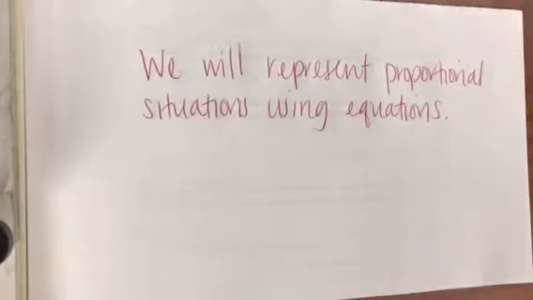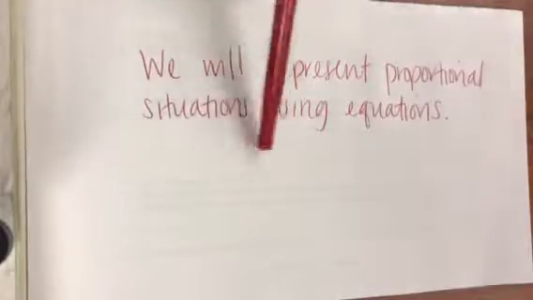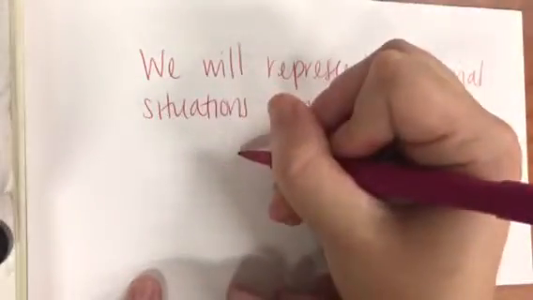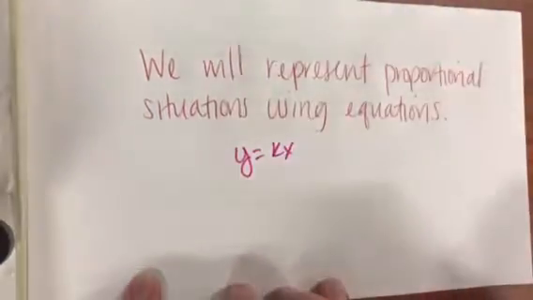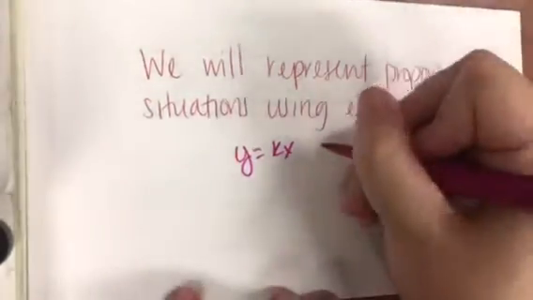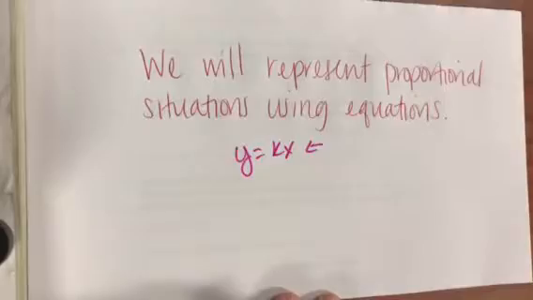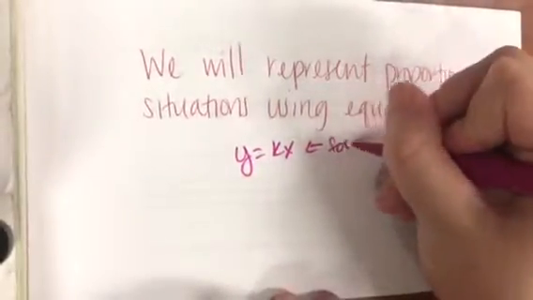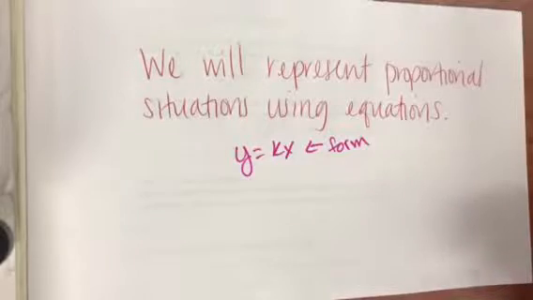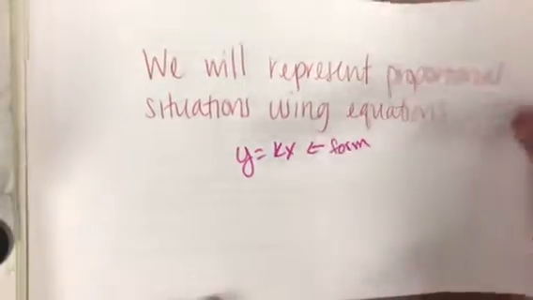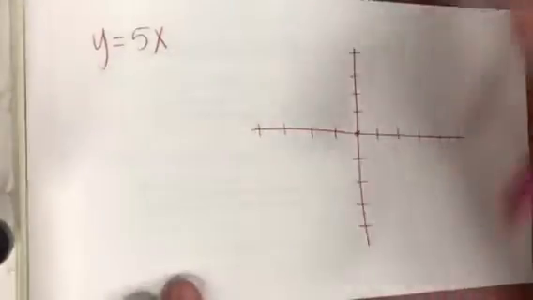Our learning target today is we will represent proportional situations using equations. Can we write down the equation real quick? Remember, the equation you will use is y equals kx. That is the y equals kx form. And remember, k is your constant of proportionality, also known as your slope. It's just got 2 names for some reason. I think it even has a third, but I can't remember it off the top of my head.